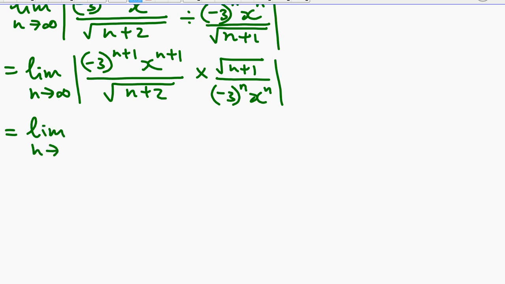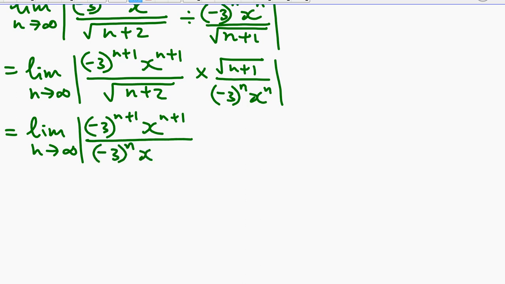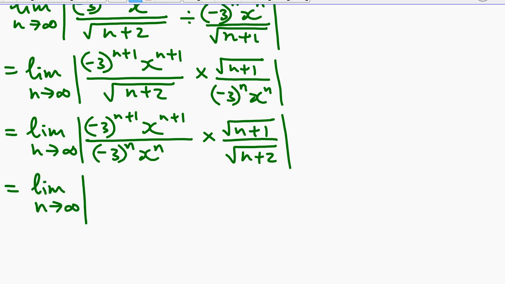So the limit. So I'll have negative 3 to the n plus 1 x to the power n plus 1 over negative 3 to the power n x to the power n multiplied by square root of n plus 1 over square root of n plus 2. Okay, now using indices you can simplify some of these. So that will be just negative 3 to power 1, then x. But now the second expression, we can write it as n plus 1 over n plus 2 to power a half.